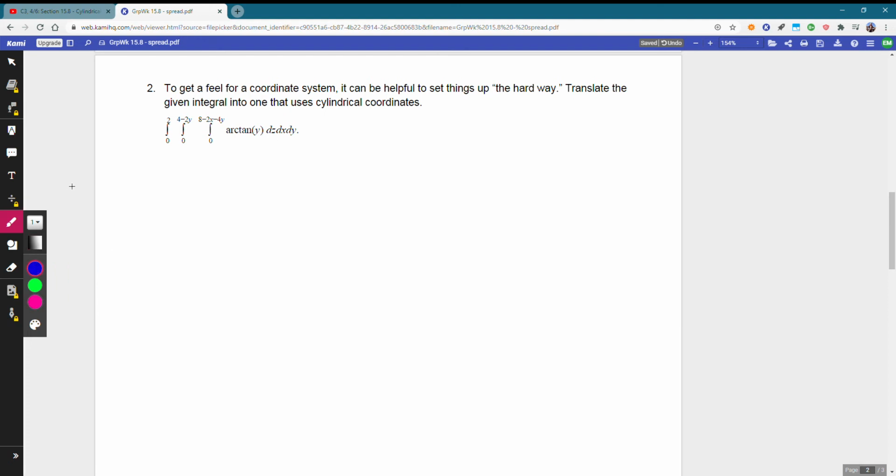All right, this next question has an integral that is probably most appropriate in rectangular, but here we're going to do things the hard way and translate this into cylindrical coordinates just to see how that goes and get more of a feel for how these coordinates can work. Okay, so if we want to translate this integral, let's first get a feel for the region that we're integrating over. The instructions for z tell us to start at 0 and stop at z equals 8 minus 2x minus 4y.